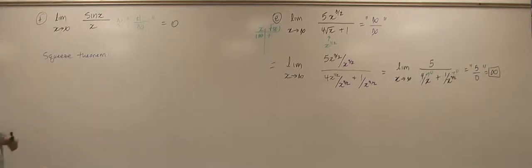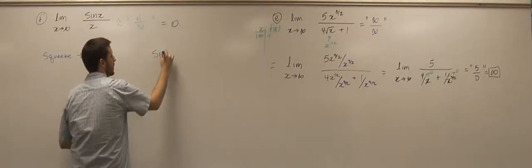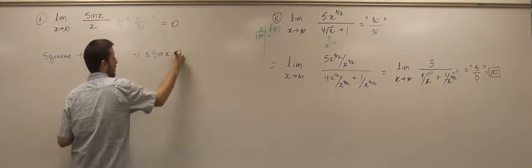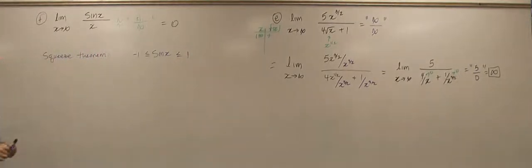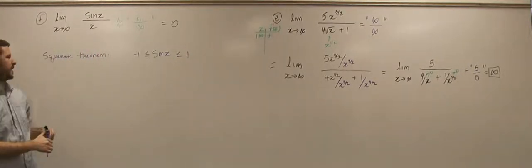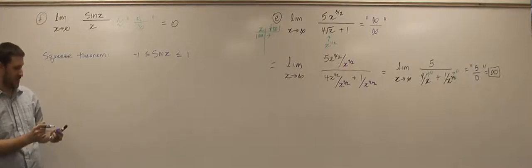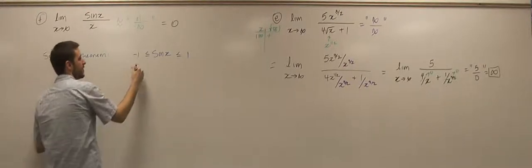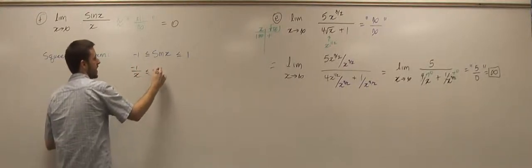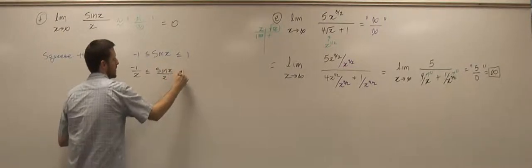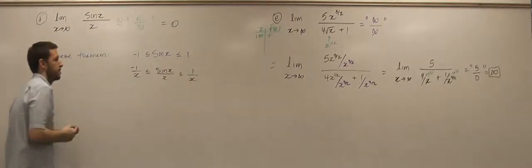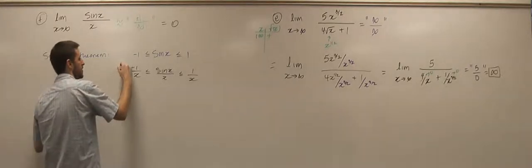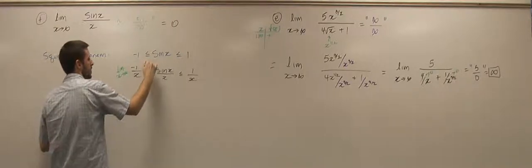Right? Because you know sine of x is between what? You just told me. Negative 1 and 1. That's like written in stone. So then if you divide everything by x, negative 1 over x is less than or equal to sine x over x is less than or equal to 1 over x. Then take the limit as x goes to infinity on everything.